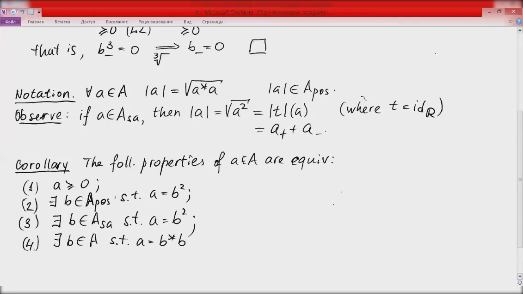Well, indeed, this is immediate from our previous results because 1 implies 2, since B is just the square root of A. It's clear that 2 implies 3 and 3 implies 4. And our previous theorem shows that 4 implies 1.